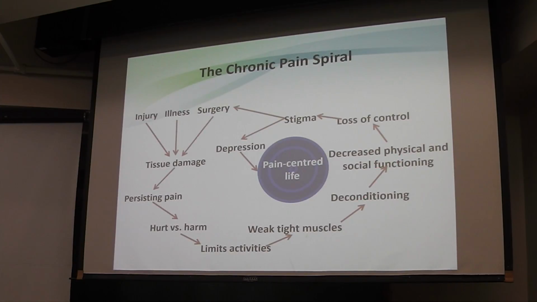They're not going out for social things anymore. They're not going for exercise anymore. So they start to get weaker, and they can't do things. So they start to feel this loss of control. They can't even feel confident they can get their own groceries. And then they get this stigma of being labeled with someone with chronic pain, and you just stay in bed all day. And then they get very depressed. And that reinforces the whole thing again. So they become this pain-centered life where they just aren't able to do anything that they value anymore.